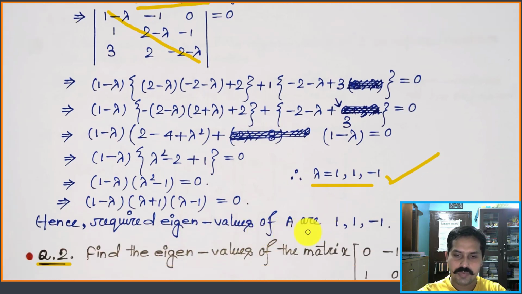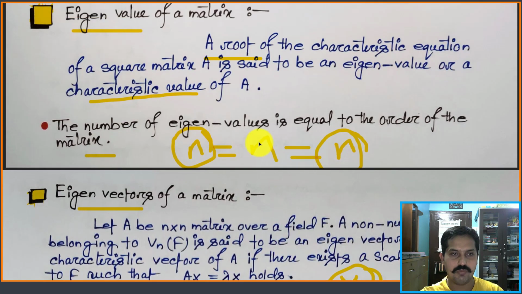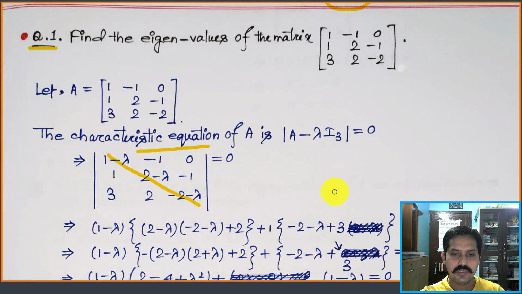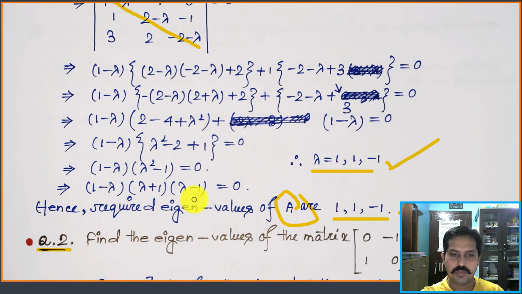Hence the required eigenvalues of capital A are 1, 1, minus 1, because the roots of the characteristic equation are known as characteristic values or eigenvalues of the given matrix capital A, right? As we know from our definition, eigenvalues are the roots of the characteristic equation. So this is our characteristic equation, and the roots are 1, 1, minus 1, so we can say 1, 1, minus 1 are the eigenvalues or characteristic values of the given matrix capital A.